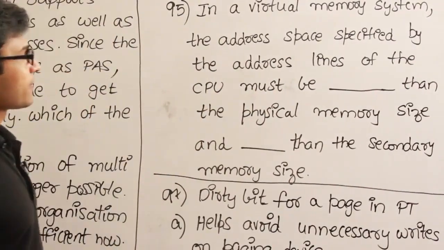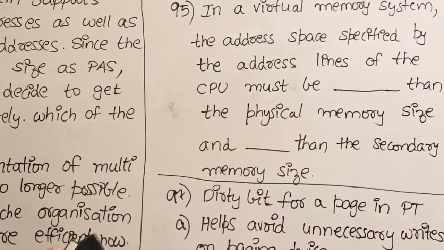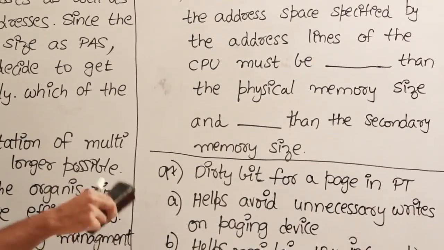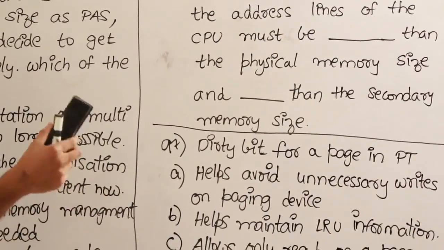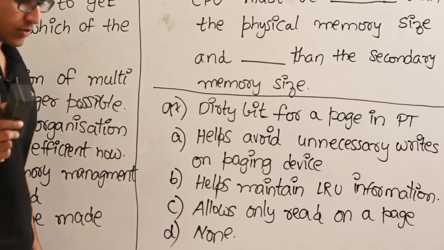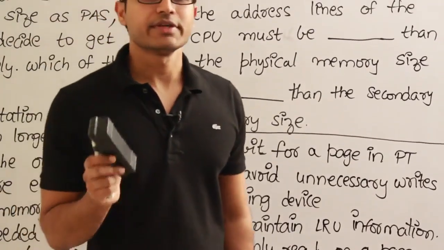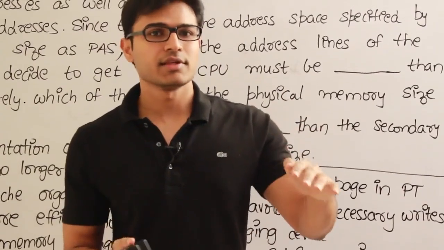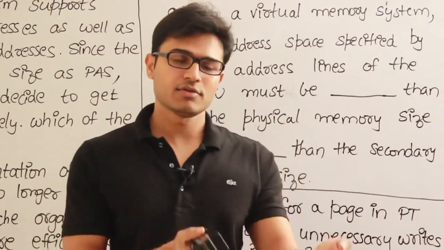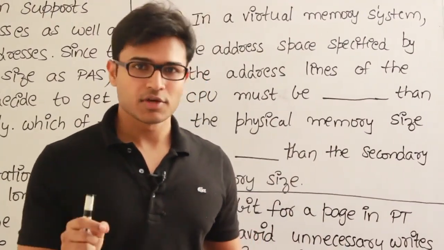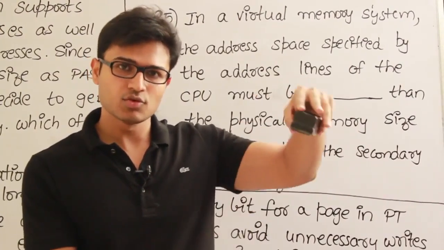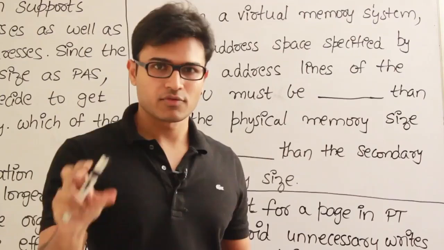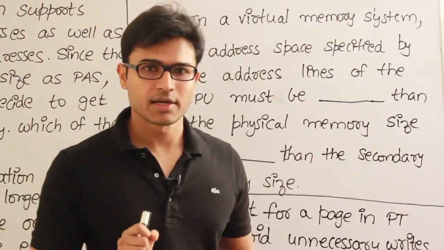So they are saying, what is the relationship between logical address space, physical address space and secondary memory size in terms of a virtual memory system. So in a virtual memory system, strictly speaking, the process size should always be larger than the main memory size. Then only we are using virtual memory. The entire concept of virtual memory is, if the process size is too big compared to the main memory size, then we are going to load only a part of it and run it. That is virtual memory, right?